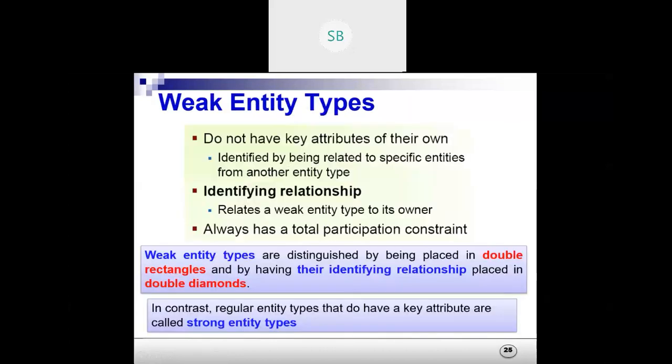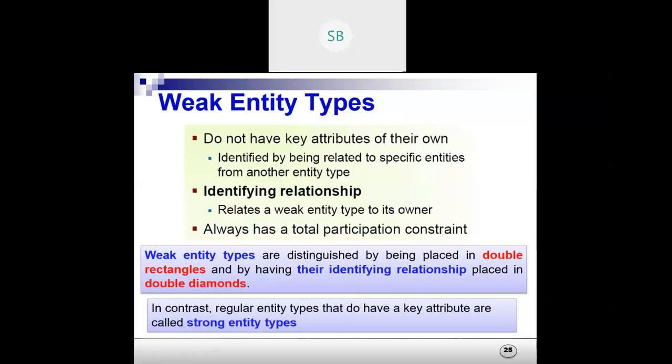Now weak entity types. What do weak entity types mean? They do not have key attributes of their own. Key attribute means a unique key. They are identified by being related to a specific entity. How do you find out the dependent relationship? By referring to the employee relationship. We have the dependent entity, and we can find the dependent once we have the employee number for it.